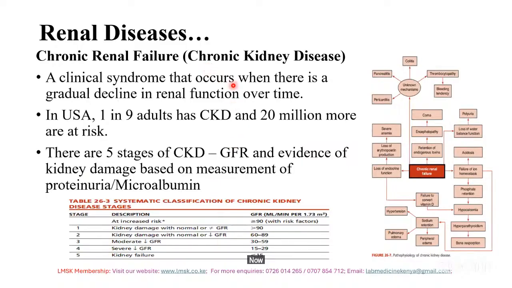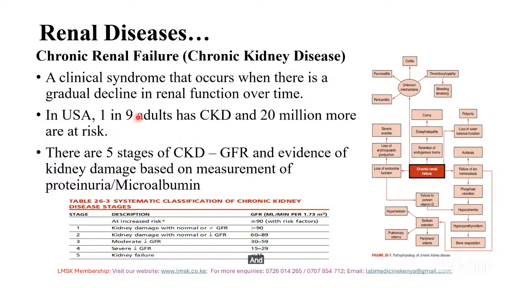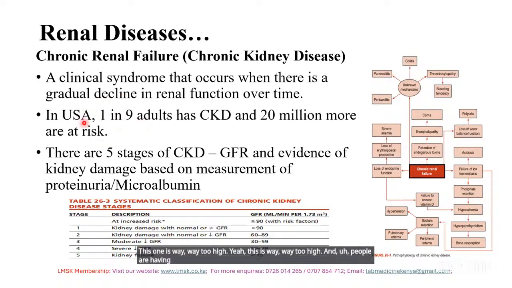Now, CKD here is a clinical syndrome that occurs when there is a gradual decline in renal function over time. And the epidemiological data shows that 1 in 9 adults in the USA has CKD, and 20 million more people are at risk. This one is way, way too high. And people are having these particular conditions, especially in those developed countries.